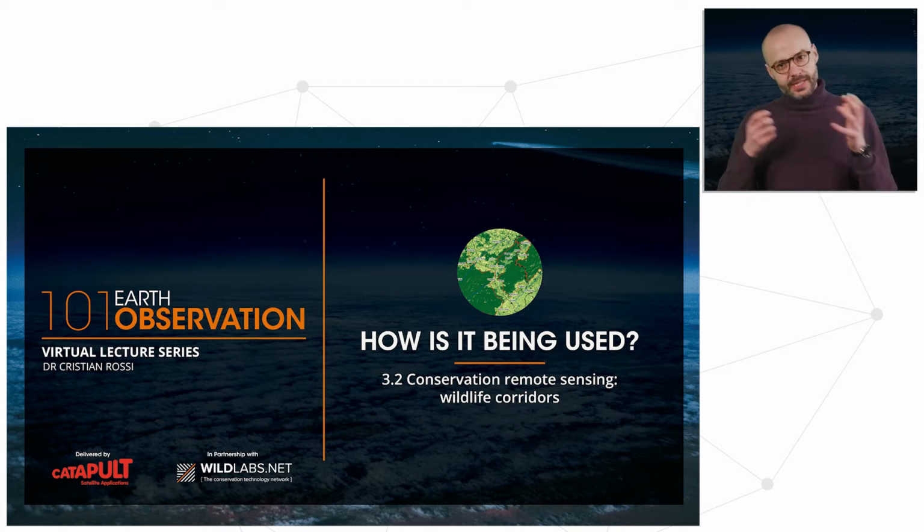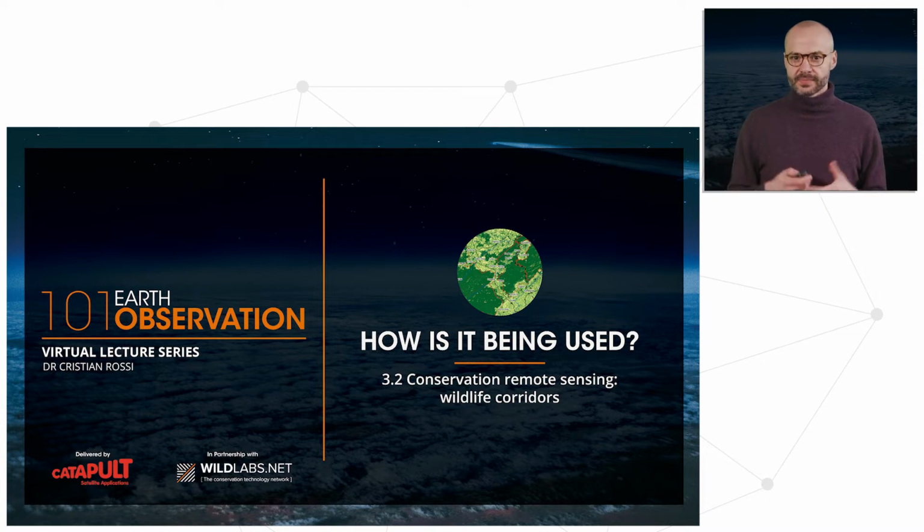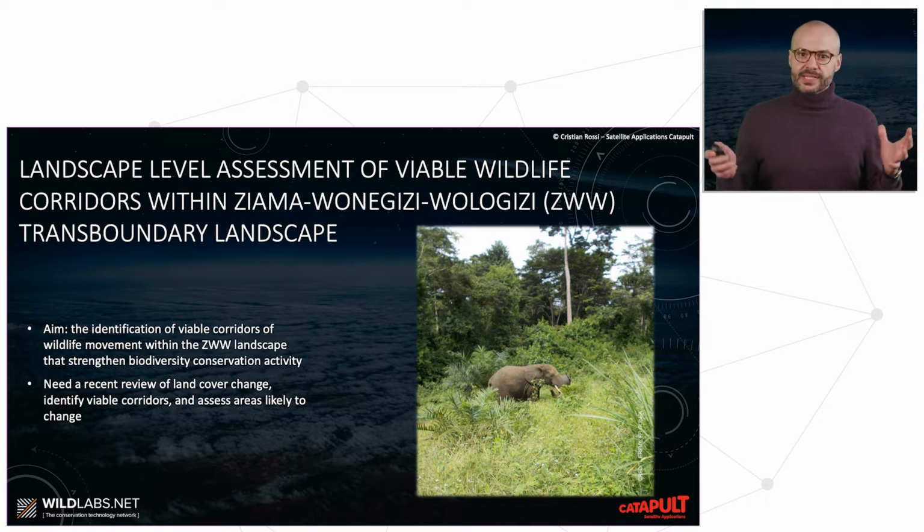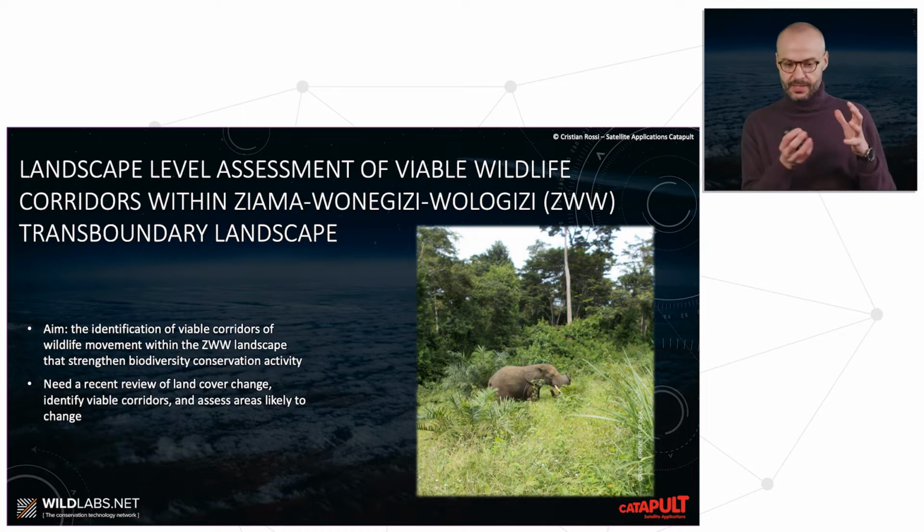This lecture is about another example of the use of remote sensing data in the conservation domain, in this case about wildlife corridors. Again, we are describing a project. In the previous video, we saw how important it was to define a project from an idea to the final product. It is the same here, where the aim was the identification of viable corridors of wildlife movements within the ZWW landscape that strengthen biodiversity conservation activity.